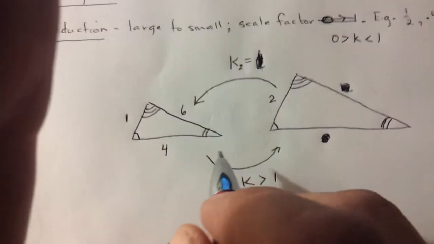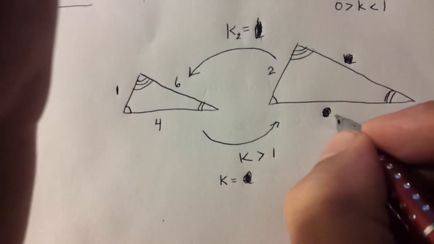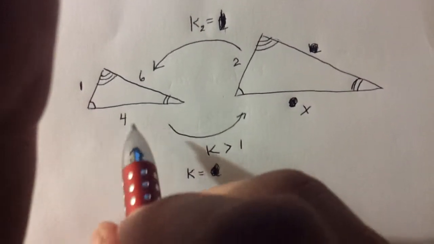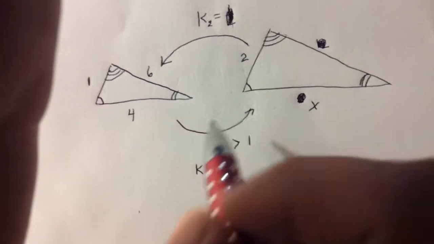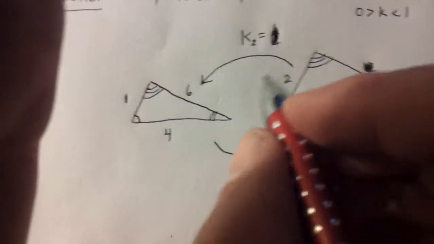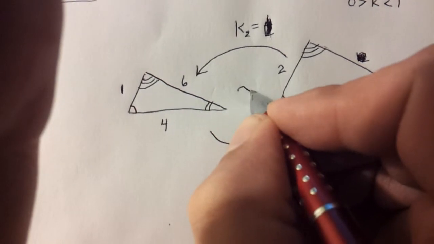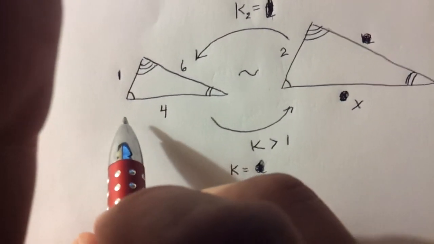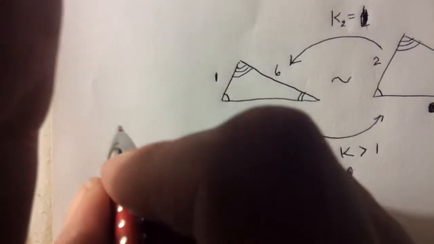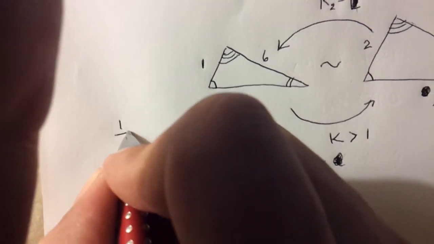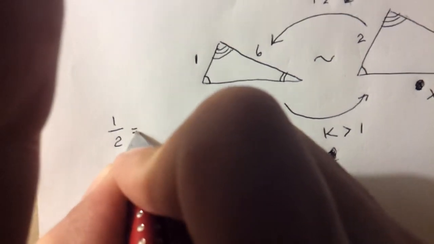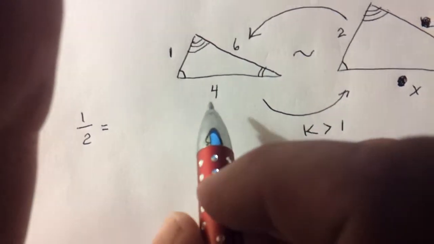Okay. So if we needed to solve, let's say, for x right here, and this is all that we were given: 1, 4, 6, 2, and x. But we were told that these triangles are similar. That right there is the symbol that means similar. Well, what we would do to solve that would be to set up a proportion, because we know that these two triangles are going to be related by a scale factor.